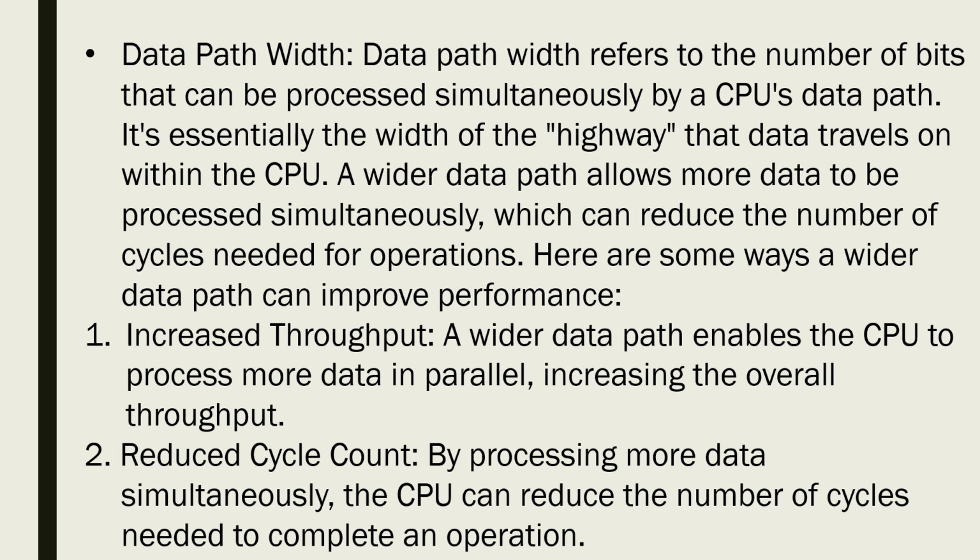Increase throughput. A wider data path enables the CPU to process more data in parallel, increasing the overall throughput. Reduce cycle count. By processing more data simultaneously, the CPU can reduce the number of cycles needed to complete an operation.